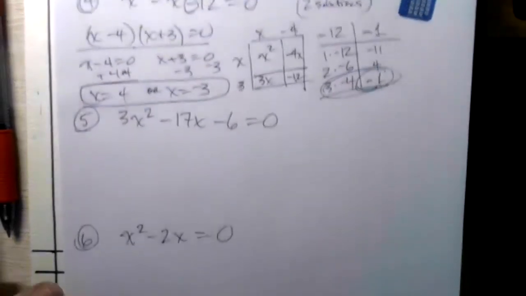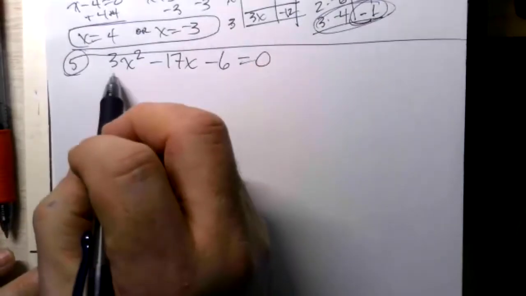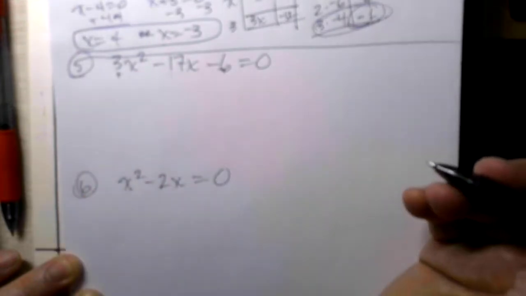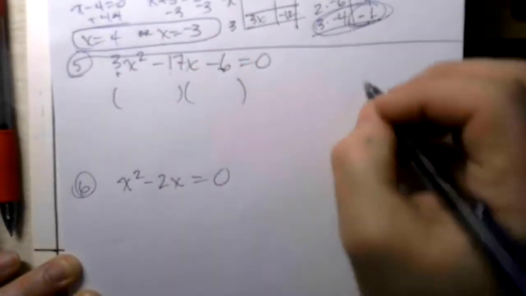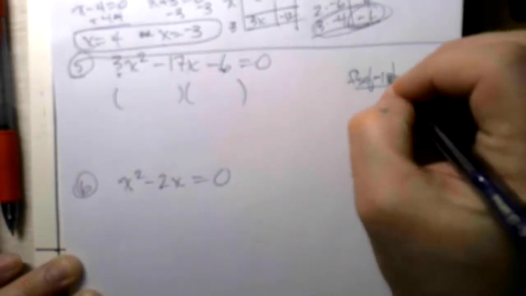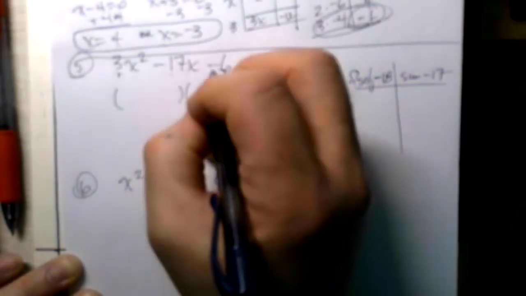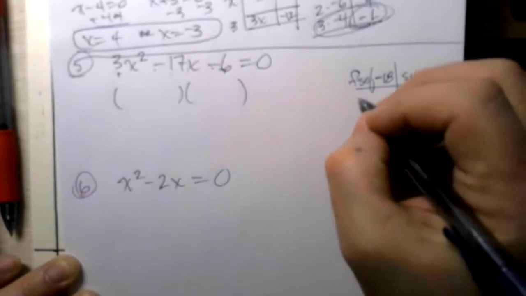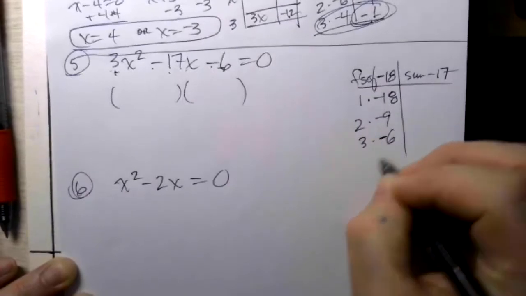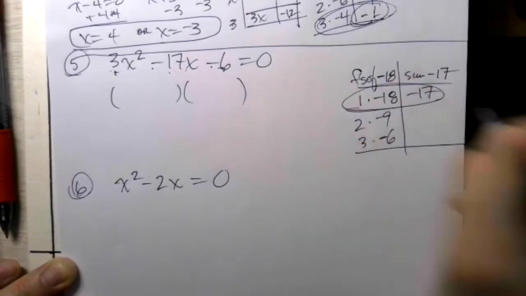Okay, I think we'll do maybe two more. I know I said a couple, but this one is pretty quick. So again, is there a common factor? 3 doesn't go into 17, so I don't see a common factor here. So I'm going to be factoring it like this. Factors of 3 times -6 is -18. I need them to add to -17. This tells me the signs are different. The bigger one's negative. So I'm going to say 1 times -18, 2 times -9, 3 times -6. 4 doesn't work, 5 doesn't work, 6, well, I already have 6. -7, okay, I guess we're done.